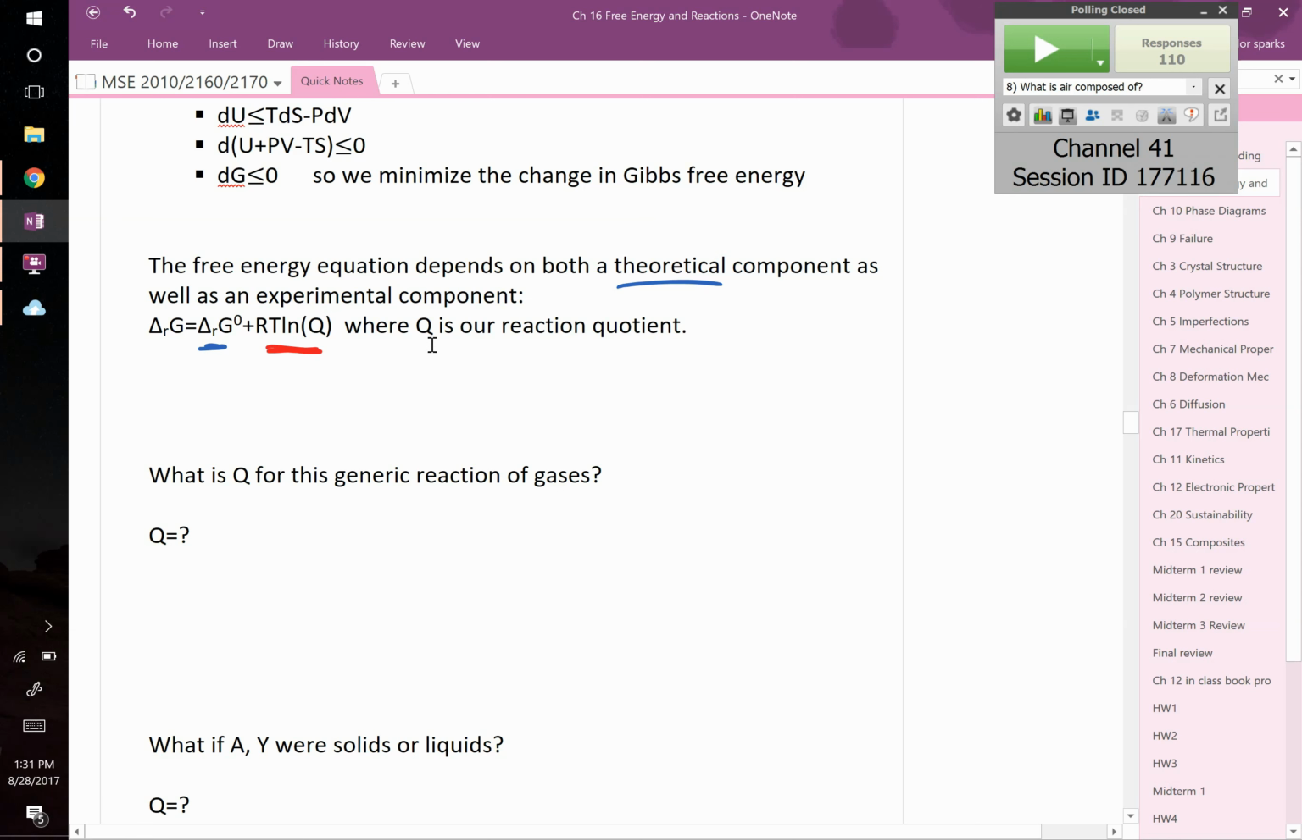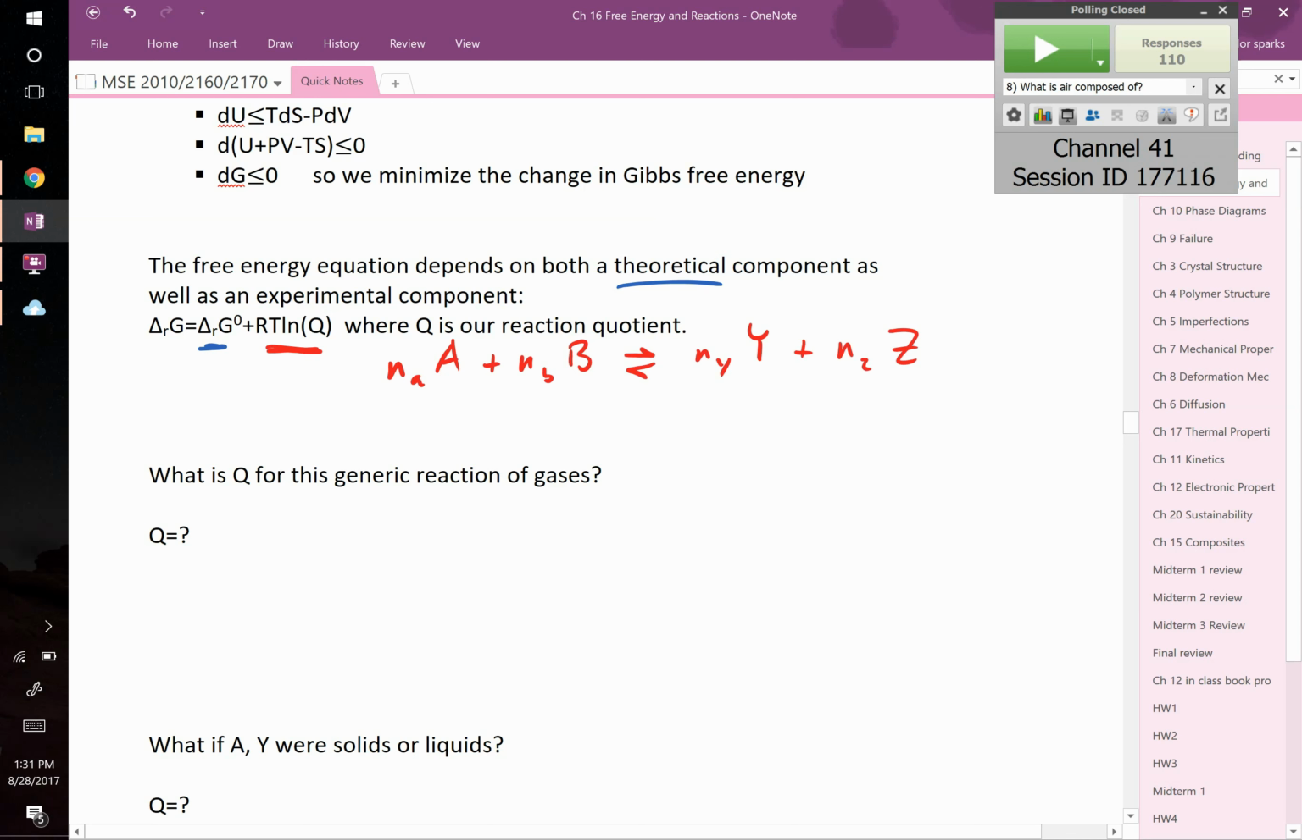Because of that, we have to introduce this RT natural log of Q, where Q is our reaction quotient. Those that have taken Gen Chem 2 have seen this before. If you haven't, we're covering it right now. The reaction quotient can be written for a chemical reaction as follows. If you have Na moles of compound A combining with Nb moles of compound B to form Ny moles of compound Y plus Nz moles of compound Z, we can write the reaction quotient as follows.